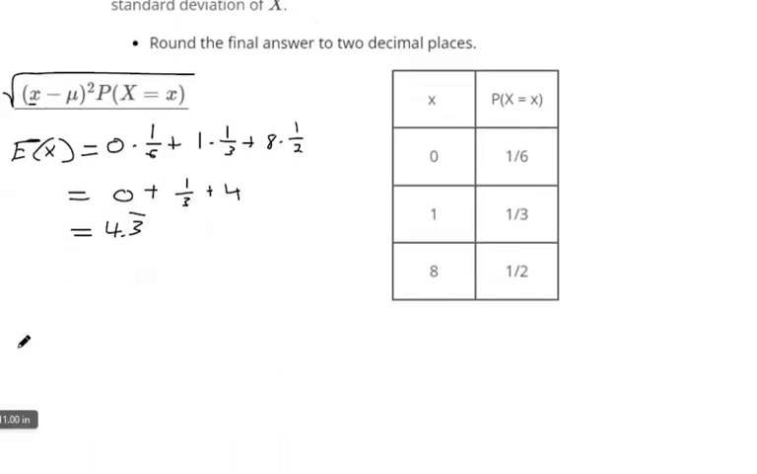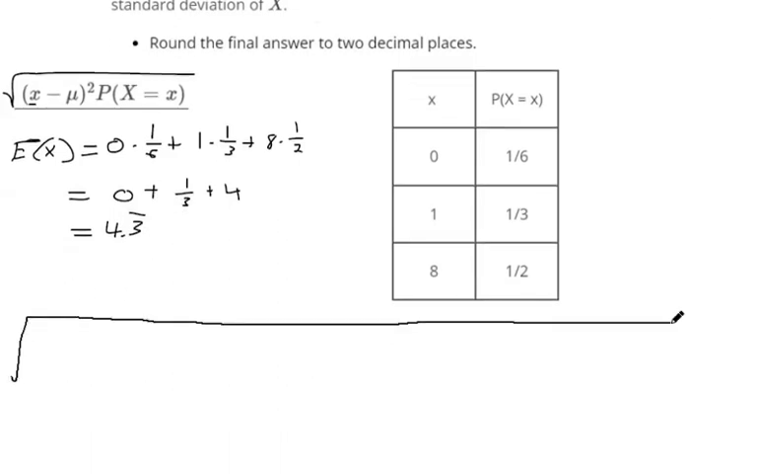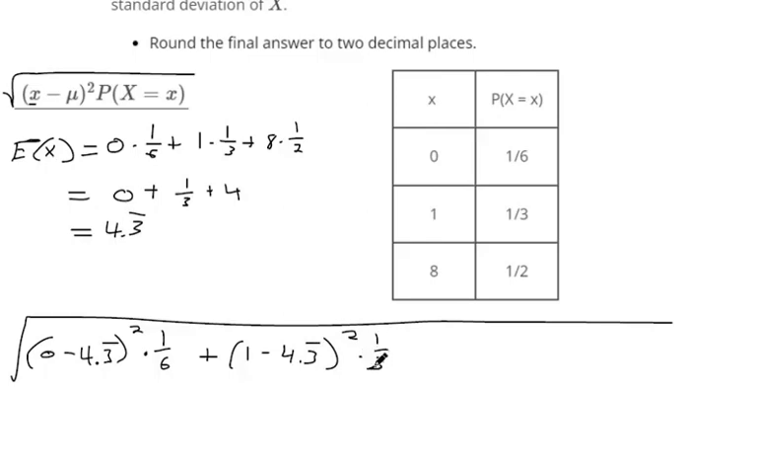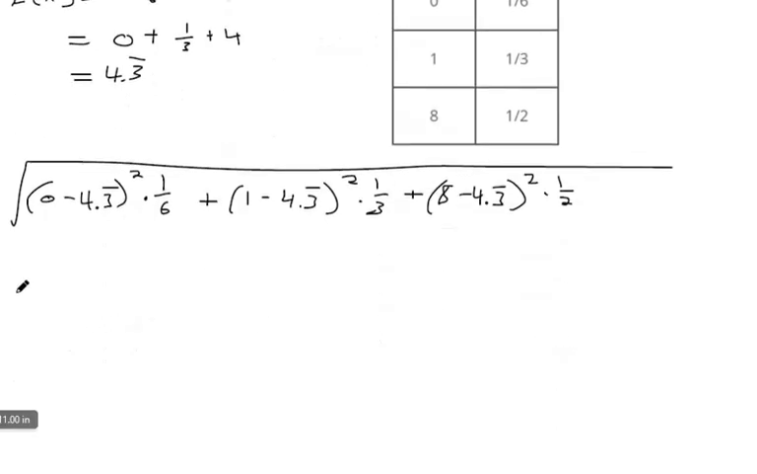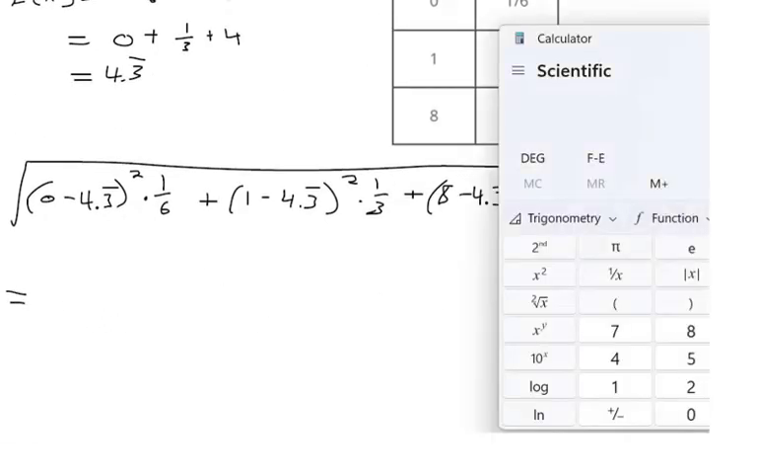So that's our mean. To calculate the standard deviation, I'm going to take each value for x, subtract that mean, square that result, and then multiply it by the probability of getting that result. And it's plus the next one. 1 subtracted by 4.3 repeating squared times 1/3. And then 8 minus 4.3 repeating squared times 1/2. You make all those calculations, so I'll do them real quick.